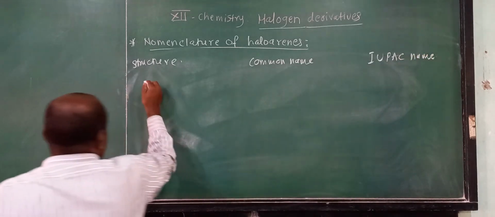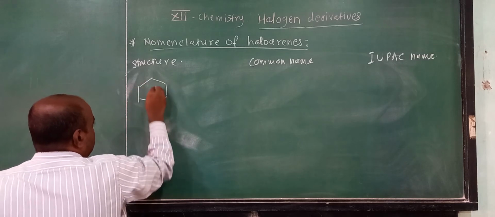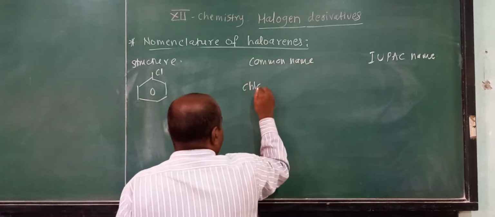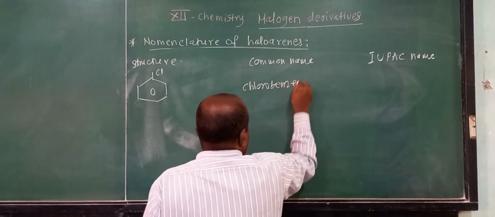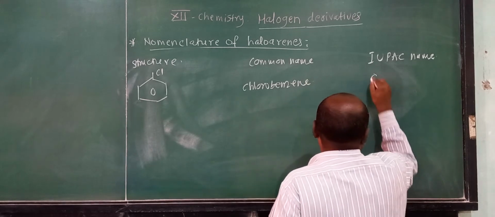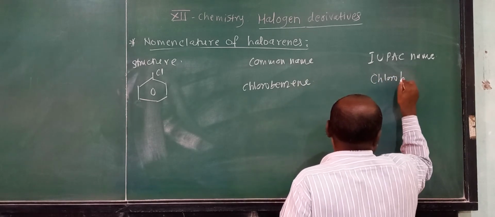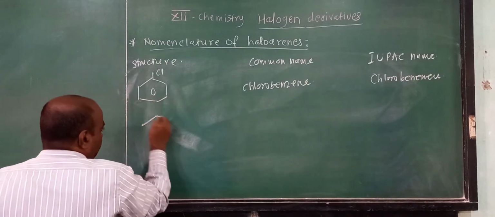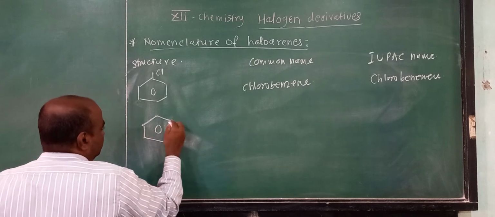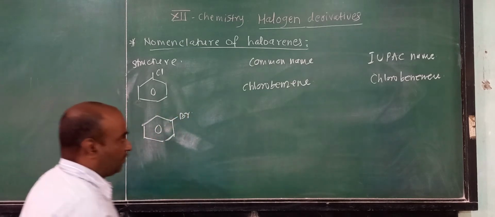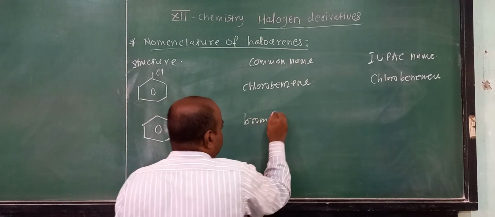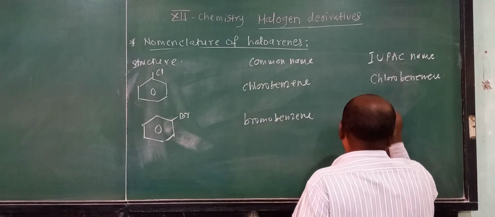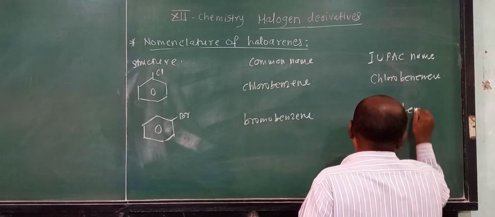In the first stage, this is the simple structure. The common name will be chlorobenzene. The IUPAC name will also be the same, chlorobenzene. Similarly, you can write bromobenzene or iodobenzene like that. This is the structure of bromobenzene. The common name and IUPAC name are also the same, bromobenzene.